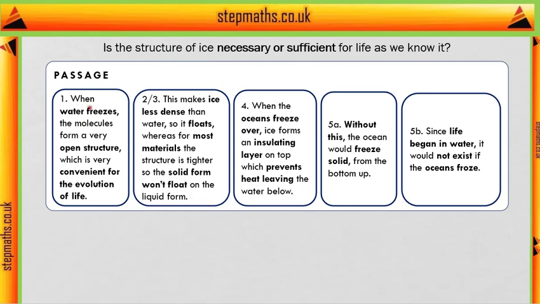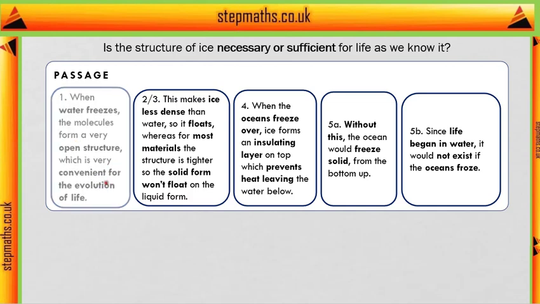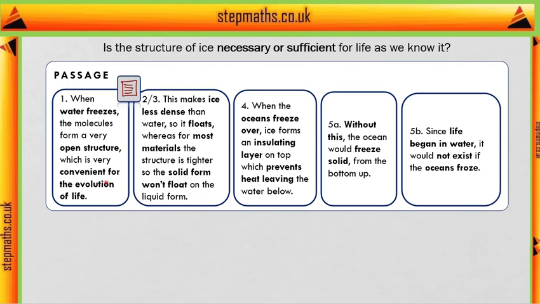It says, when water freezes, the molecules form a very open structure, and that's convenient for the evolution of life. So these are all going to be factual statements. This is a bit like a draw conclusion question, except we know the conclusion is going to be that it's necessary or sufficient, or both or neither. And then the next couple of sentences say, this structure makes ice less dense than water, which means it floats. And for most materials there's a tighter structure, so the solid doesn't float on the liquid. And it gives the example of solid iron not floating on liquid iron.